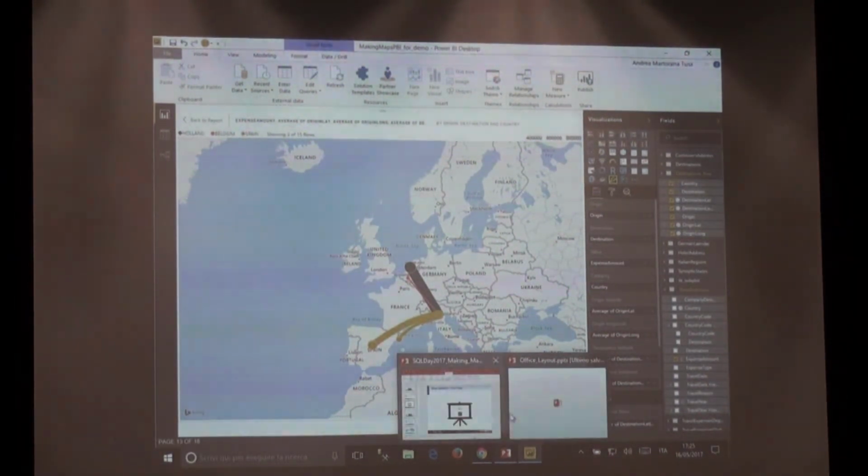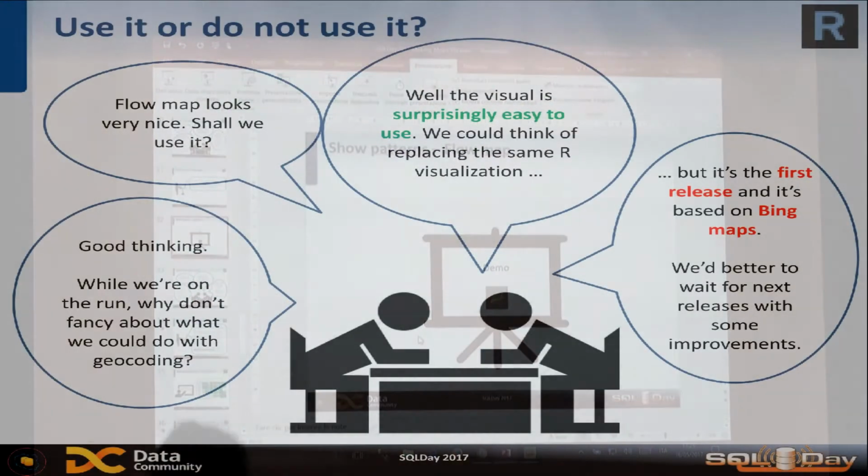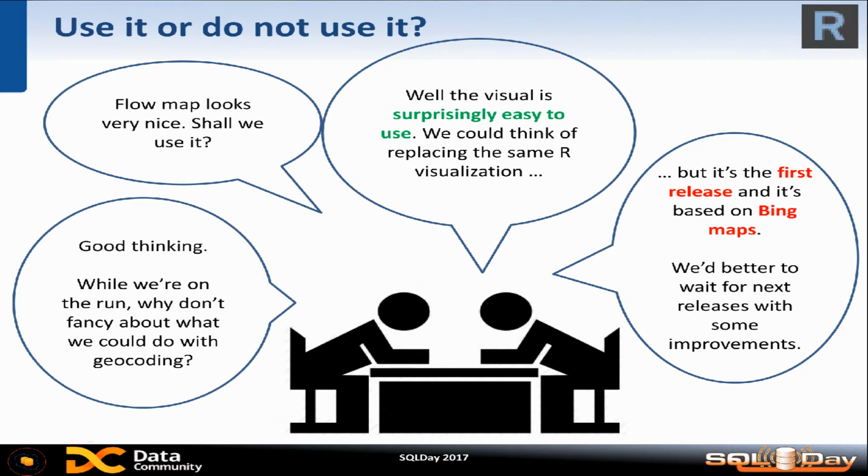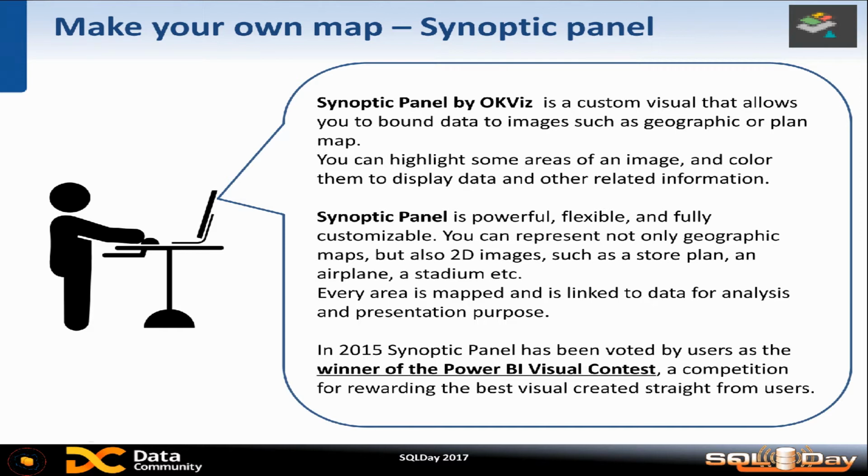Last visual, few minutes left. Synoptic panel. Synoptic Panel is a custom visual developed by an Italian company, OKViz. You can correlate data with images, any kind of images, not only geographical images, but also two dimensional images. It's powerful and fully customizable. Just to understand what I'm talking about, Synoptic Panel in 2015 won the Power BI Visual Contest as the best visual developed by the community.